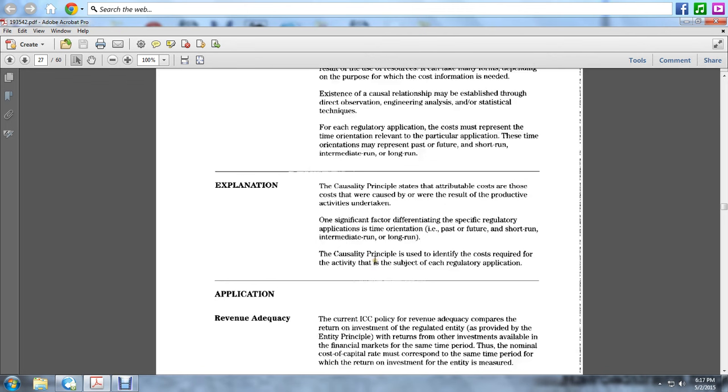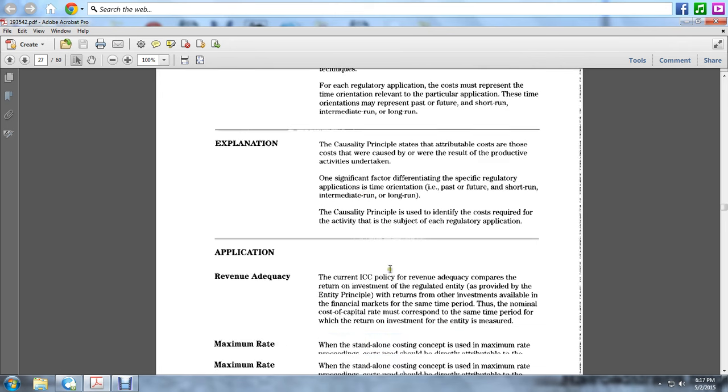The explanation for the causality principle states that the attributed costs are the costs that were caused as a result of the productive activities undertaken. One significant differentiation of the specific regulatory applications is time orientation: past, future, short run, intermediate run, or long run. The causality principle is used to identify the cost required for the activity that is the subject of each of the regulatory applications.